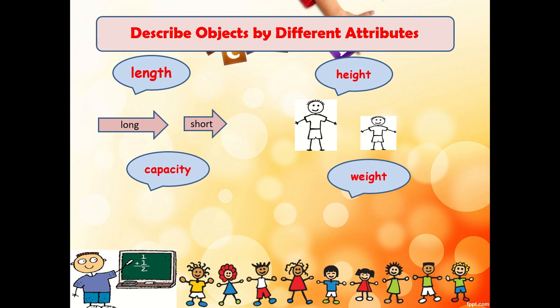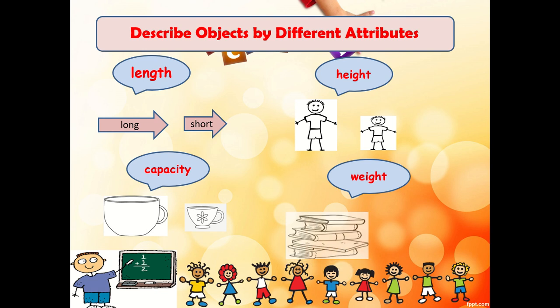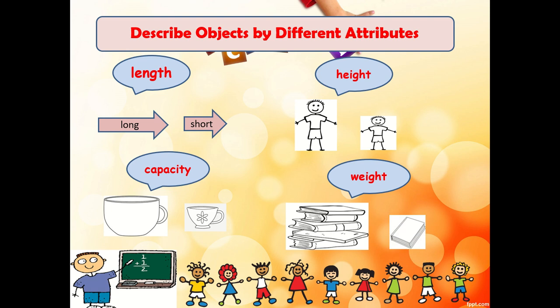When we talk about capacity, this means how much a container can hold. Basically, the bigger the container, the more liquid it can hold. And the smaller the container, the less liquid it can hold. When we say weight, it means how heavy or light an object is, or if an object is heavier or lighter than the other.